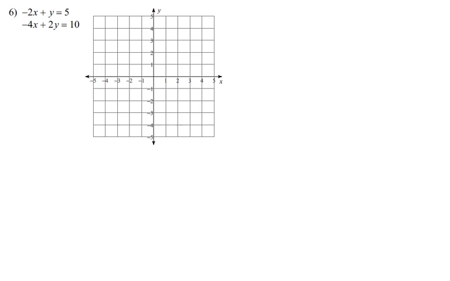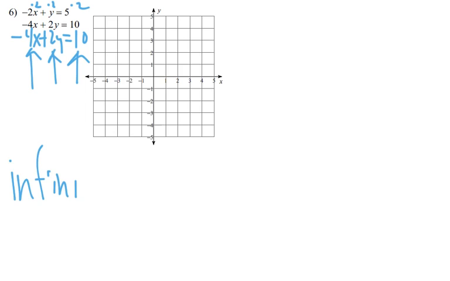Okay, number 6. This is one where graphing might not be the quickest way to go. Okay, so let's try elimination first. So I need to match them up, so I'm going to times them by 2 at the top. So I get negative 4x plus 2y equals 10. Right off the bat, I know exactly what's going on. Those are the same exact lines, aren't they? So I know that's infinite solutions. Okay?